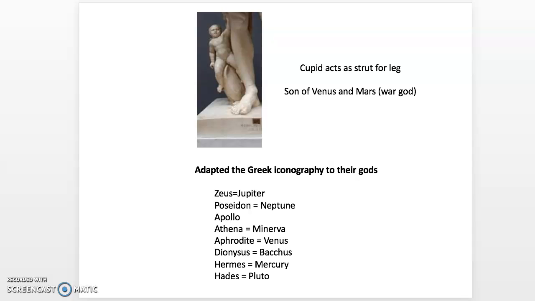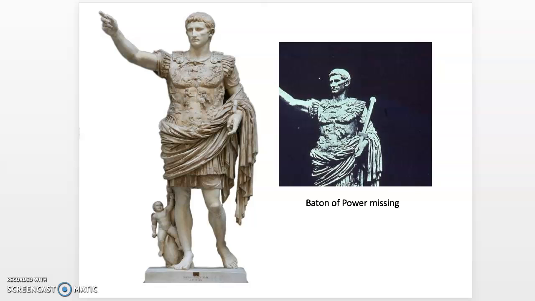And this is important because Cupid is one of the Greek gods that they adapted to their own iconography, their own system as Roman. We'll see here at the bottom, Zeus, they renamed Jupiter, but he's the same. Poseidon's Neptune. Apollo keeps the same name, and on and on. So Cupid is a way of him actually equating himself with the gods.